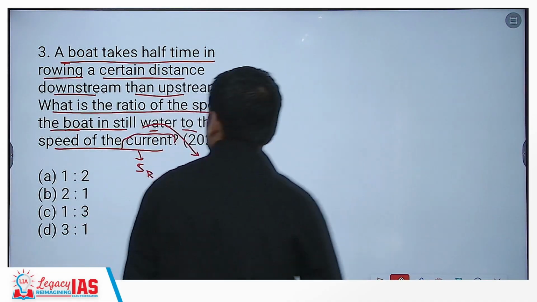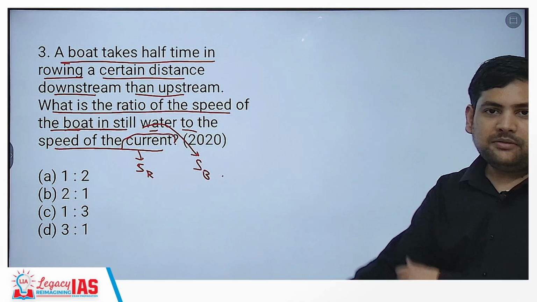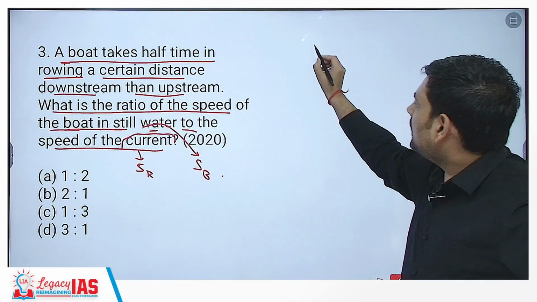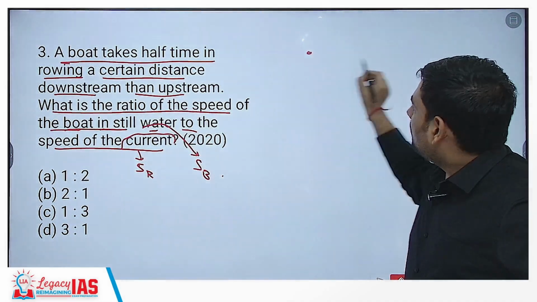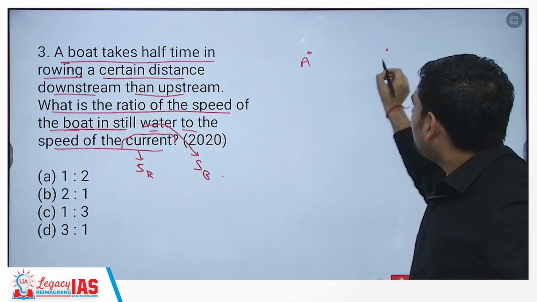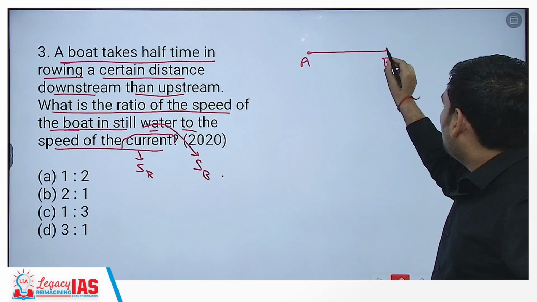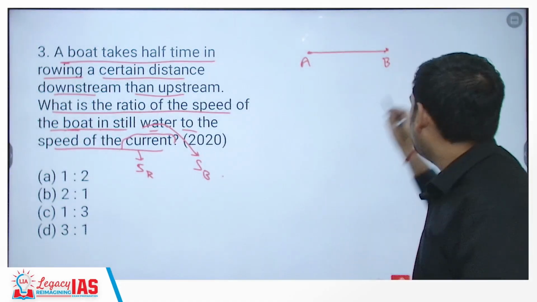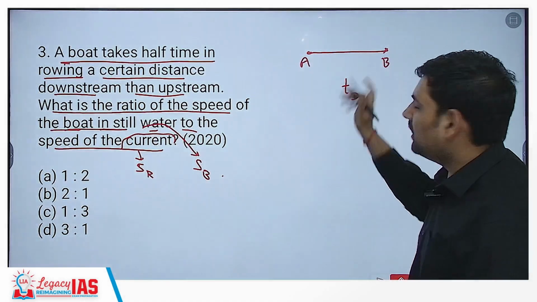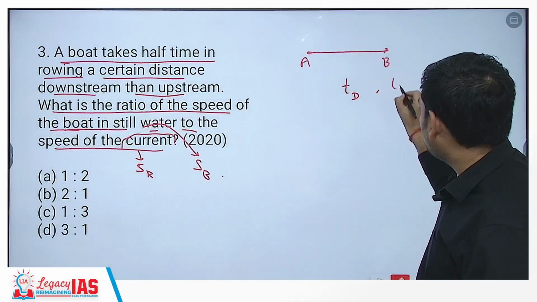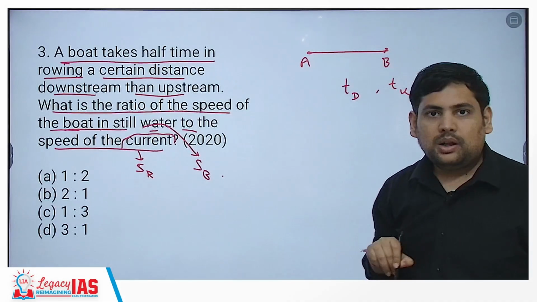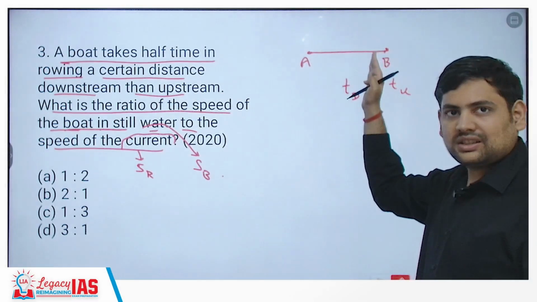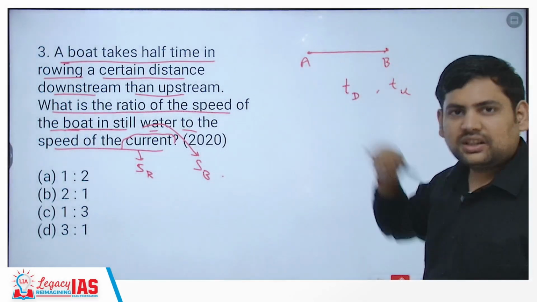Now boat takes half time in rowing a certain distance downstream. So now see, distance is same. So from A to B it is going. Now while going from A to B downstream, it is taking some time. Okay, so that is T downstream. While coming up, it is taking some time, which is T upstream. Now if distance is constant between them, that is A to B distance is same. If you are going from A to B or B to A, the distance is same.